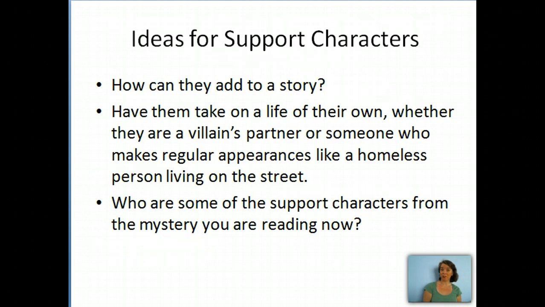The final kind of characters that authors include in their stories would be the support characters. How can they add to a story? That's something you'll probably want to talk about with your teacher. One of the things you definitely want to do is have them take on a life of their own, whether they are a villain's partner or someone who makes regular appearances, like a homeless person living on the street, which is the case with the book that I just finished reading. Who are some of the support characters from the mystery or the fiction story you are reading right now? Pause to take a minute to talk about that with somebody sitting at your table.